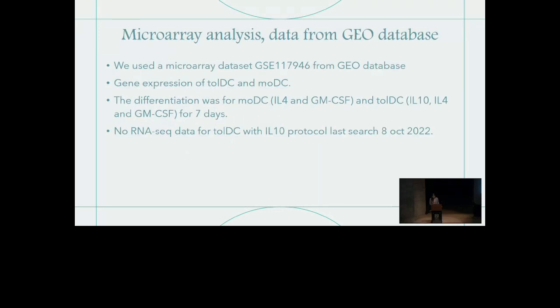For the microarray analysis, we looked into the GEO database and identified one data set that has samples for tolerogenic dendritic cells and moDCs. The differentiation for the moDCs was done using interleukin-4 and GM-CSF, and for the tolerogenic dendritic cells interleukin-10, interleukin-4, and GM-CSF were used, as we saw in the first part. There is also RNA-seq data from the tolerogenic dendritic cells with the interleukin-10 tolerization protocol.